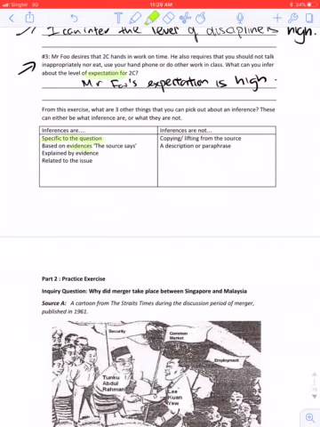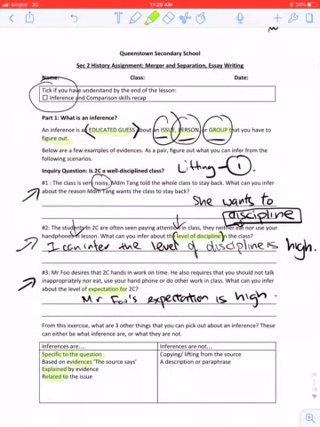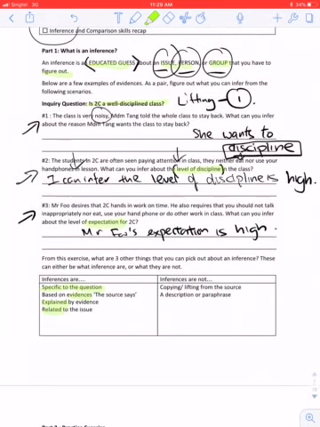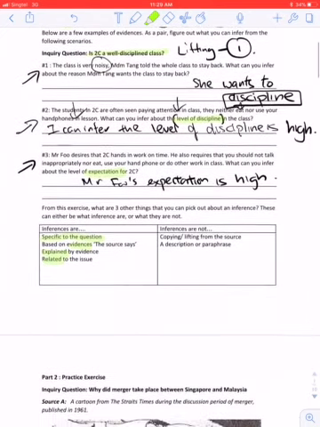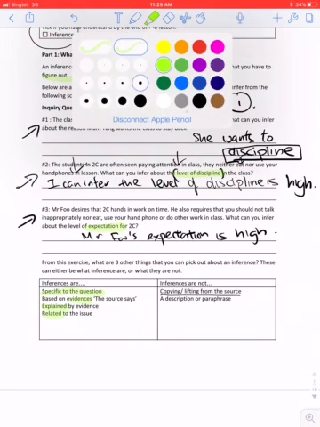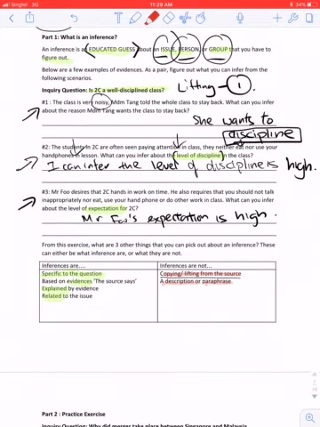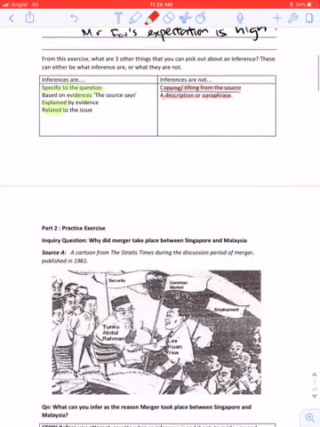So please quotation, the source says, explained by the evidence and related to the main issue. The main issue here being is to see a well-disciplined class. So relate your inference to the issue and relate it to the evidence that you see, and make sure that it is not lifting, it is not copying or lifting from the source, which is wrong. Okay, make sure you do not copy or lift, you do not describe or paraphrase. You are supposed to come out with an educated guess.